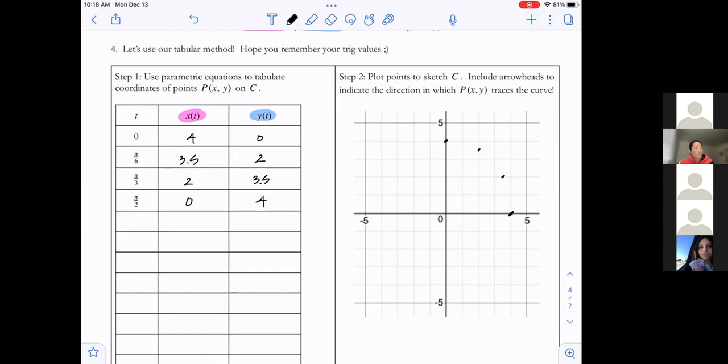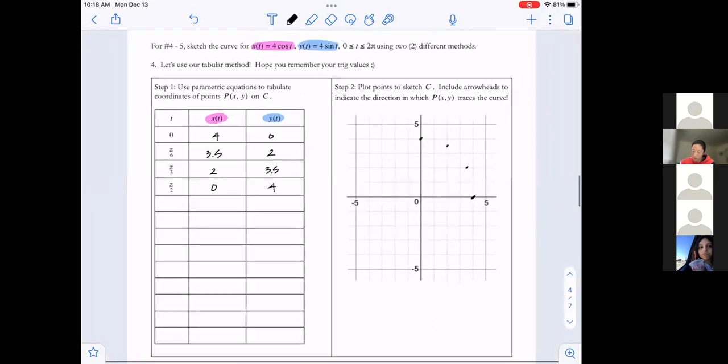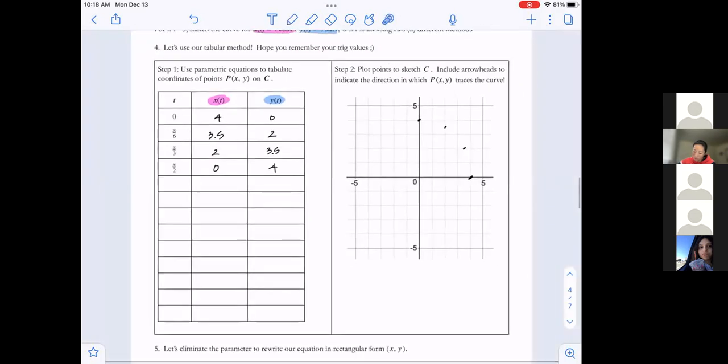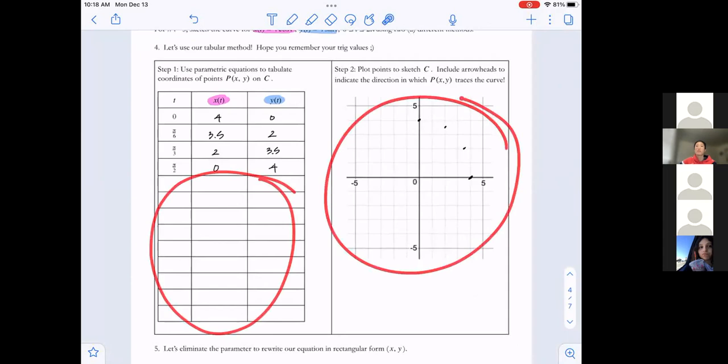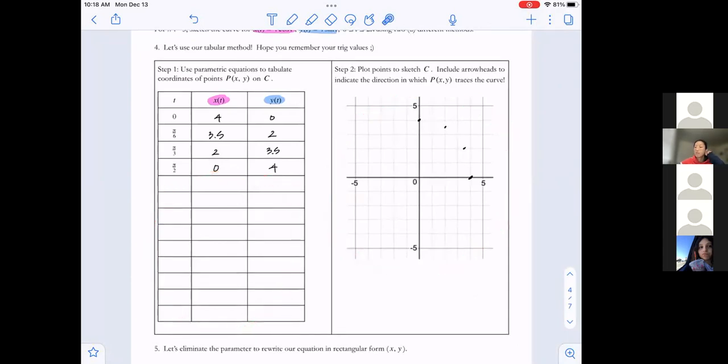What shape would you imagine if we plotted the rest of these points? What do you think our graph is going to look like over here? Do we have any predictions? Okay, we have a guess for a circle. What makes you think a circle?